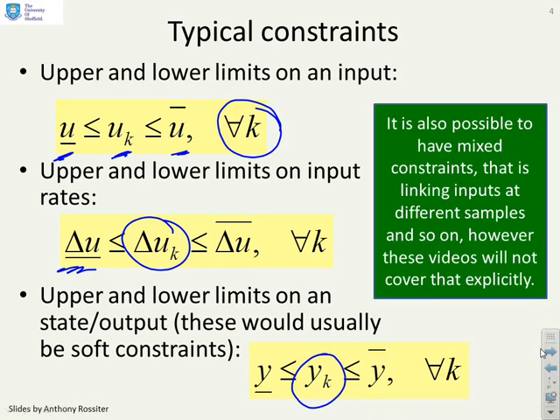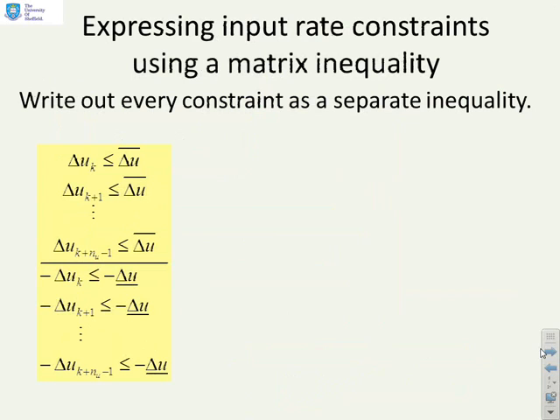And finally, it's also possible to have mixed constraints, and what we mean by that is constraints which actually combine, say, state 1 with state 2 and so on. But I'm not going to go into that in detail. I'm going to let the viewers work that out by themselves should they need it. How then do we express input rate constraints using a matrix inequality, which is what we want?